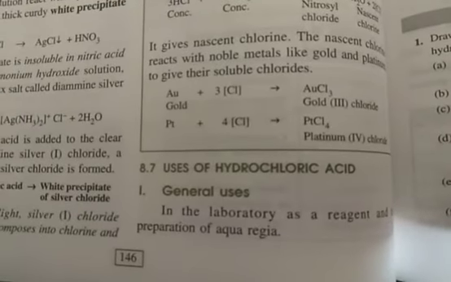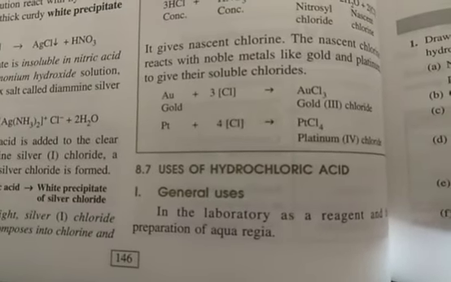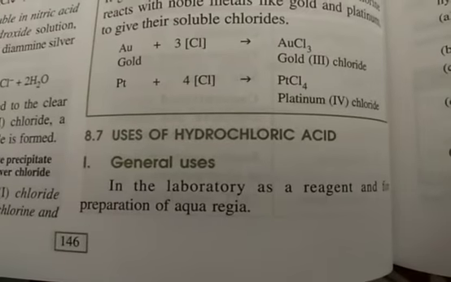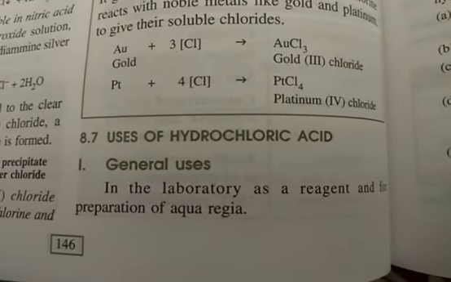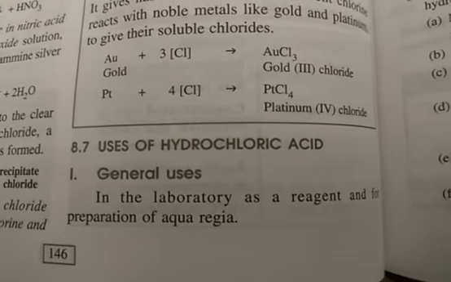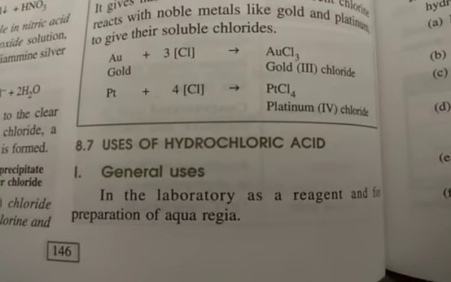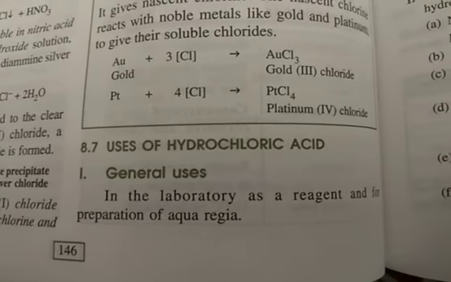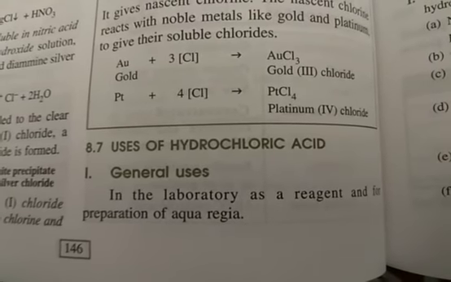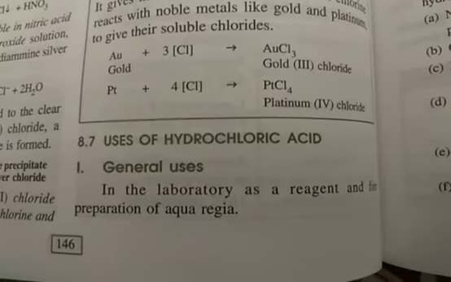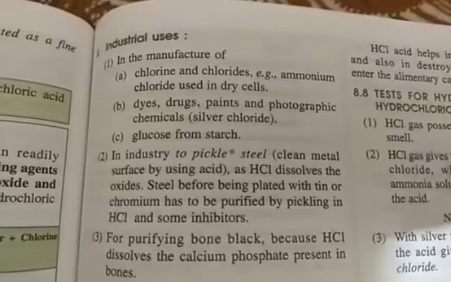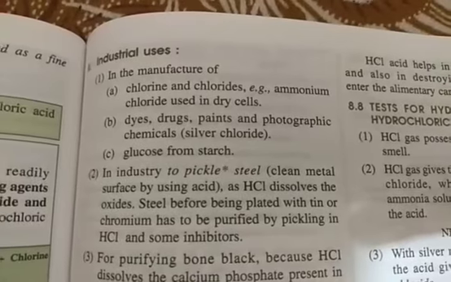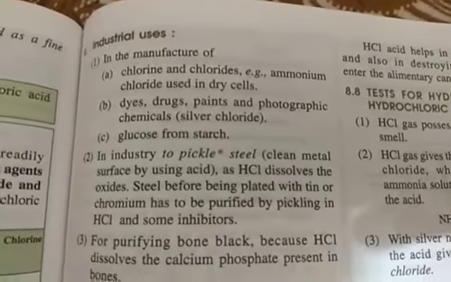Now students, you can see the uses of hydrochloric acid where they are used. Here you can see it is written in the laboratory as a reagent and for preparation of aqua regia. Now what is this aqua regia? It is a mixture of hydrochloric acid and HNO3, and then the corresponding acid is very strong acid, this aqua regia. Then in industrial level, these are the applications of HCl.